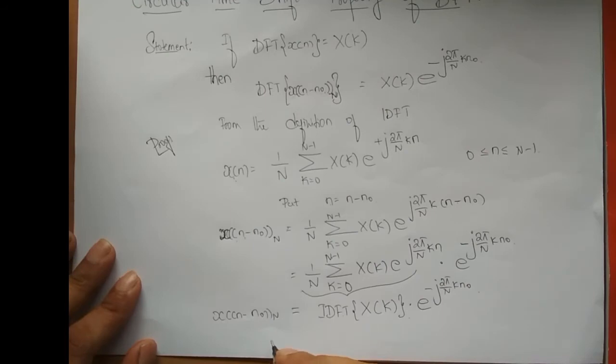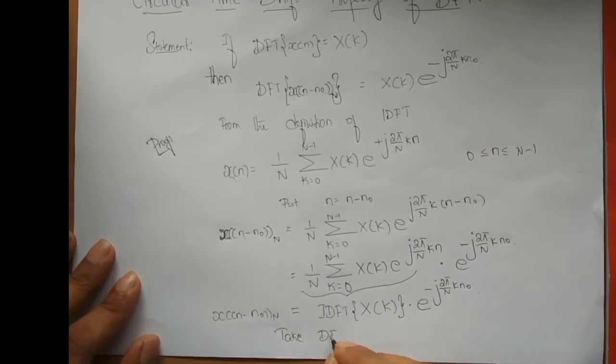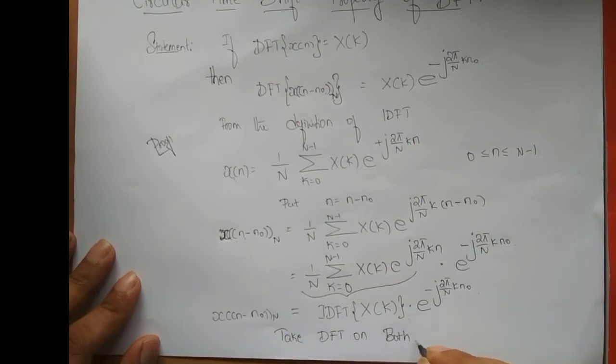The next step, I will take DFT on both sides. So if I take DFT on both sides, what do I get? DFT of x of n minus n naught mod N is equal to DFT of IDFT of X of k into this term. So DFT and IDFT cancel out, and I end up with X of k into this term, right?